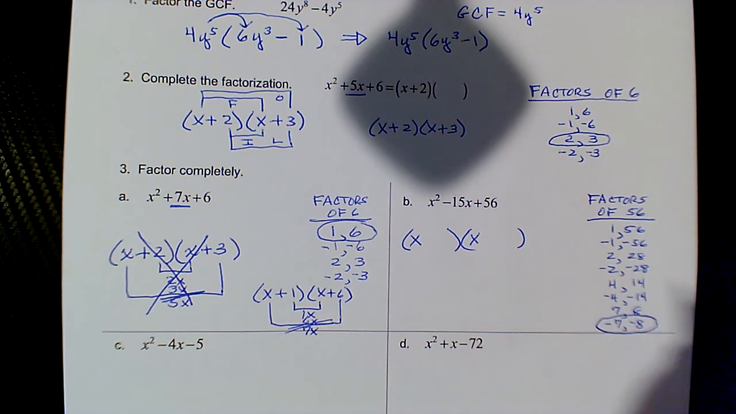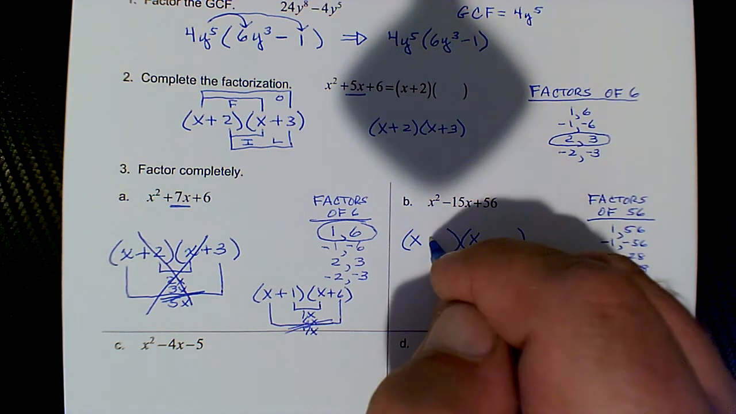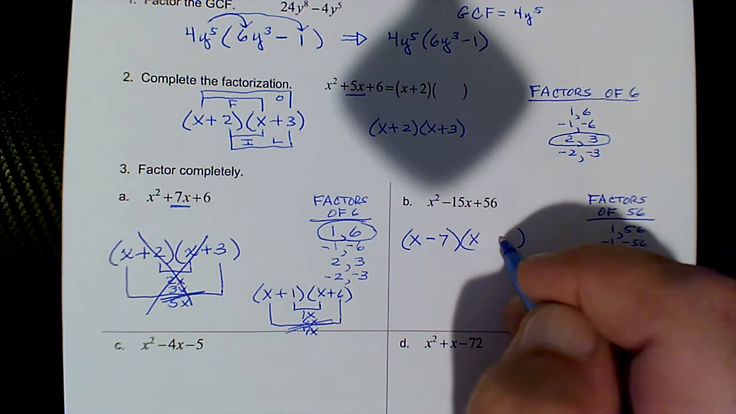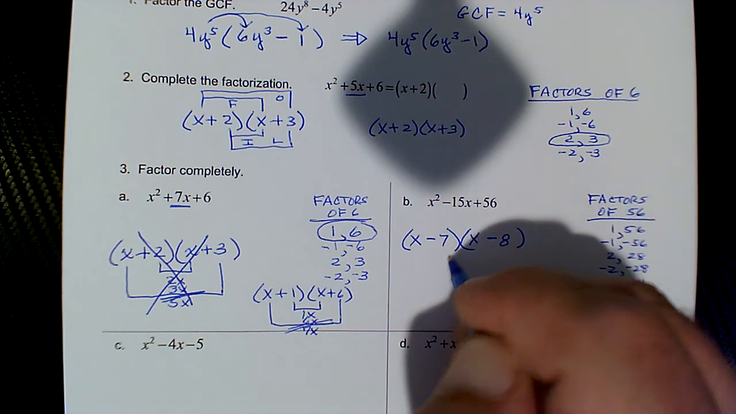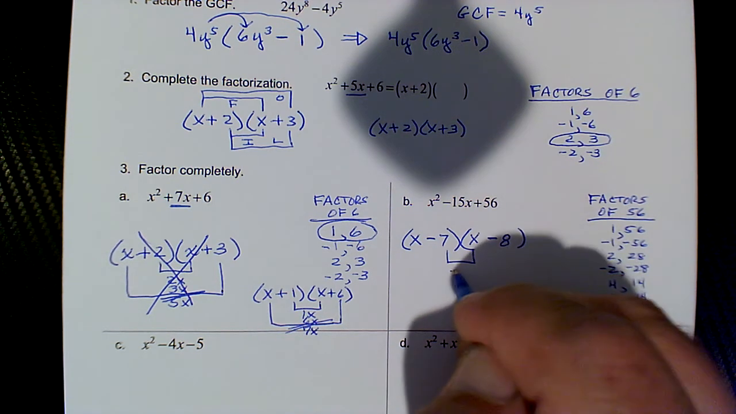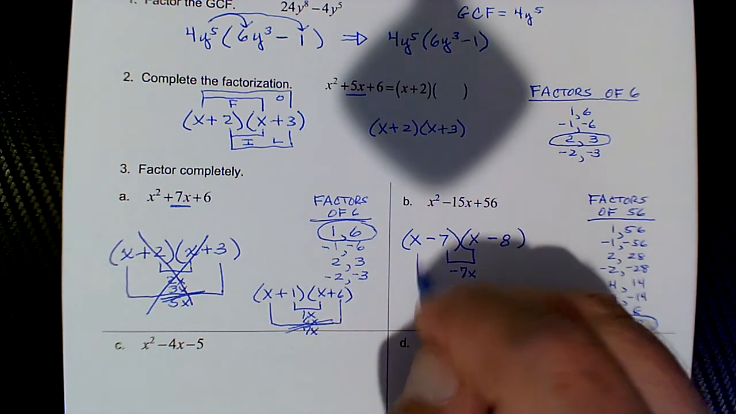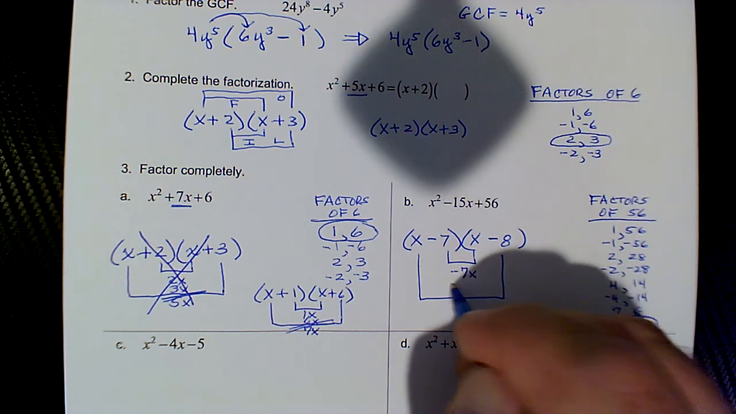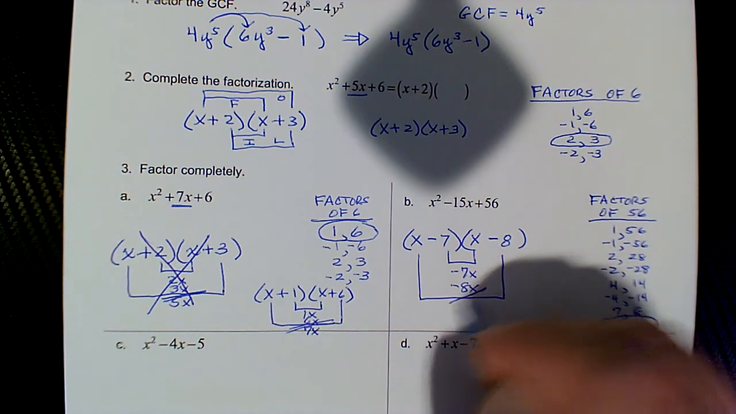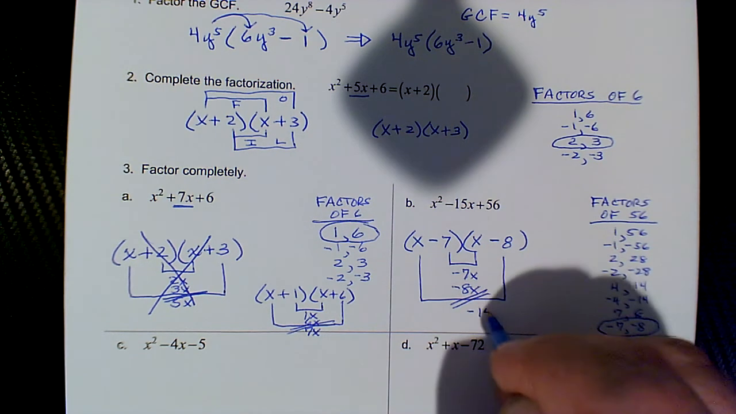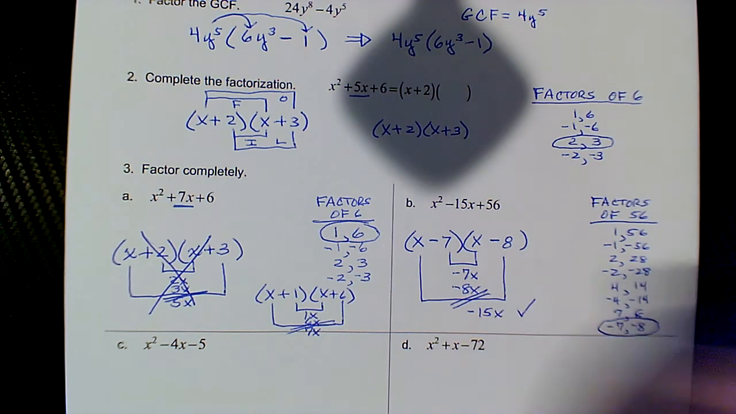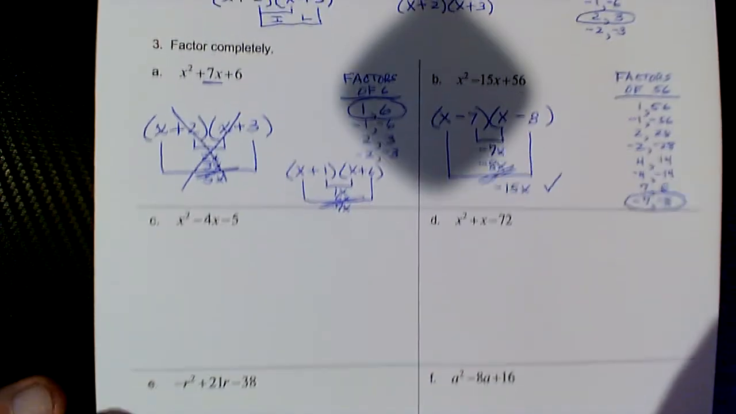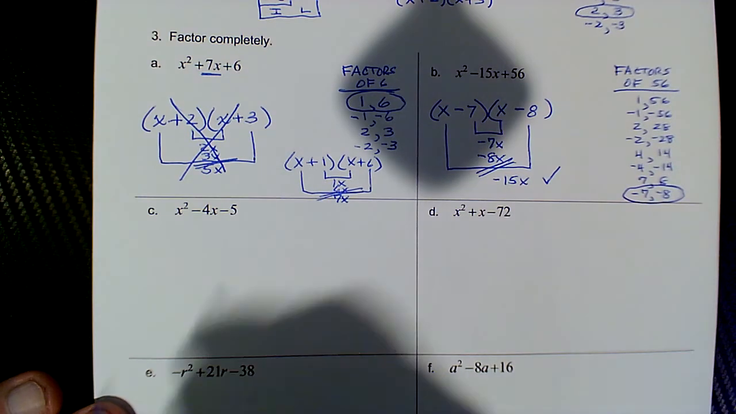Because negative 7 and negative 8 combine to give negative 15. So x minus 7, x minus 8. You could do the little check here. There's the inner product, minus 7x. The outer product, minus 8x. Combine to give minus 15x. And that checks. Okay, sometimes they're easier.